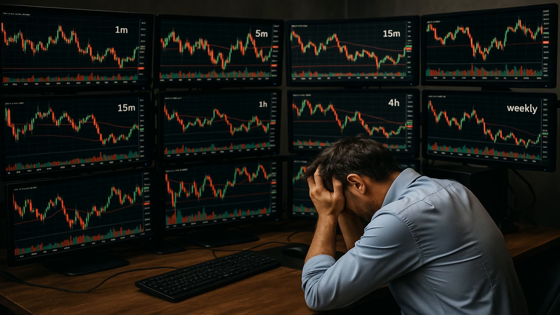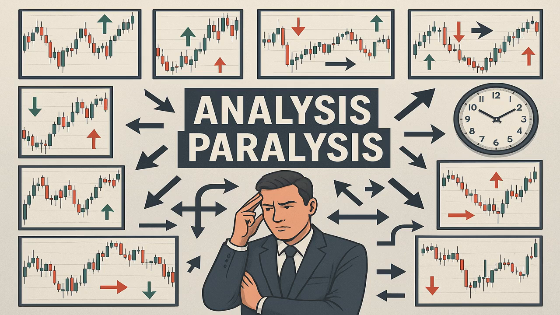The average beginner trader has 6 to 12 different time frames open simultaneously. They're checking everything from 1-minute scalping charts to monthly position trading charts, trying to find the perfect entry. This information overload leads to analysis paralysis, where you spend hours analyzing but never actually trade. Or worse, you enter trades at the worst possible moments because you're getting conflicting signals from different time frames.